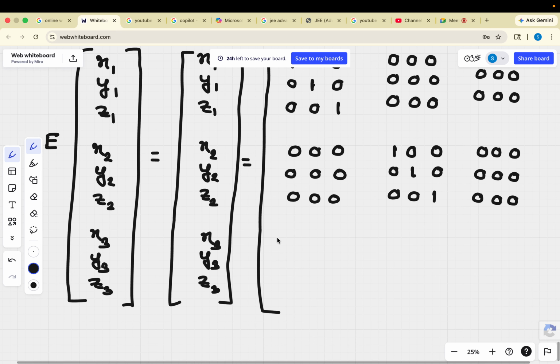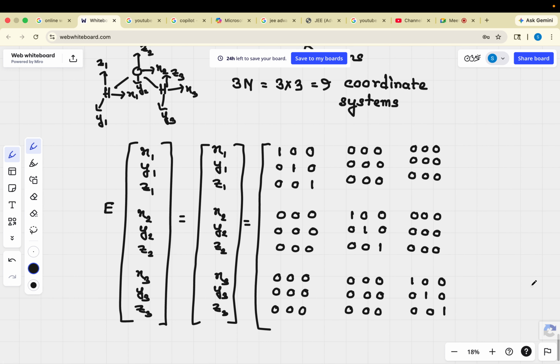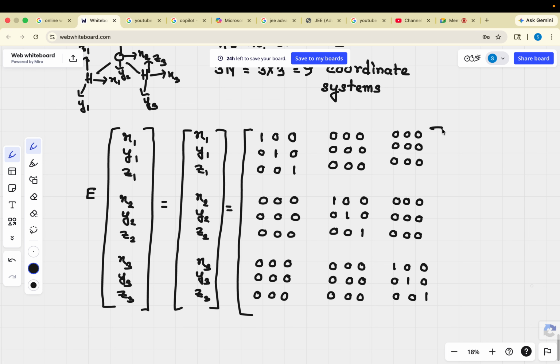Okay, now x3 y3 z3, so for x1 you will get nothing. Similarly for x2 you will have nothing. Now x3 y3 z3, so here you will get this. Okay, so this is the whole matrix representation for your identity, if you operate the identity operator on this water molecule along your 3n coordinate system. On the basis of your 3n coordinates you will get this one.